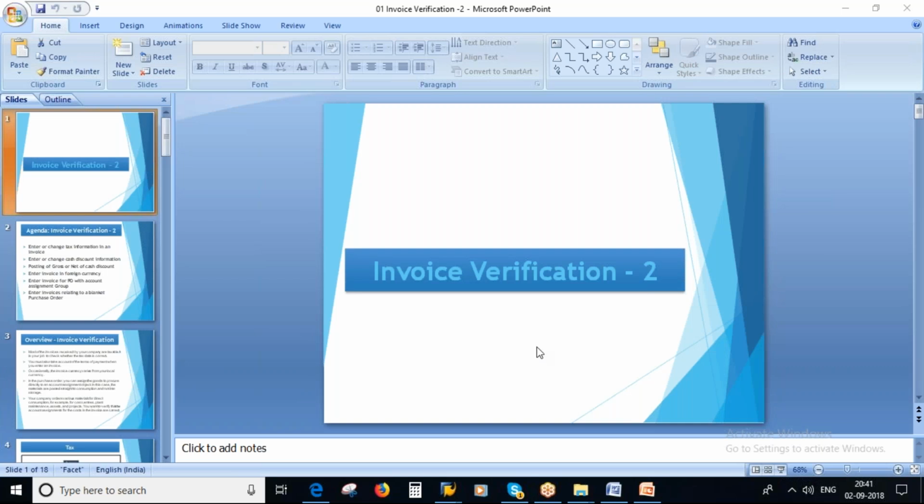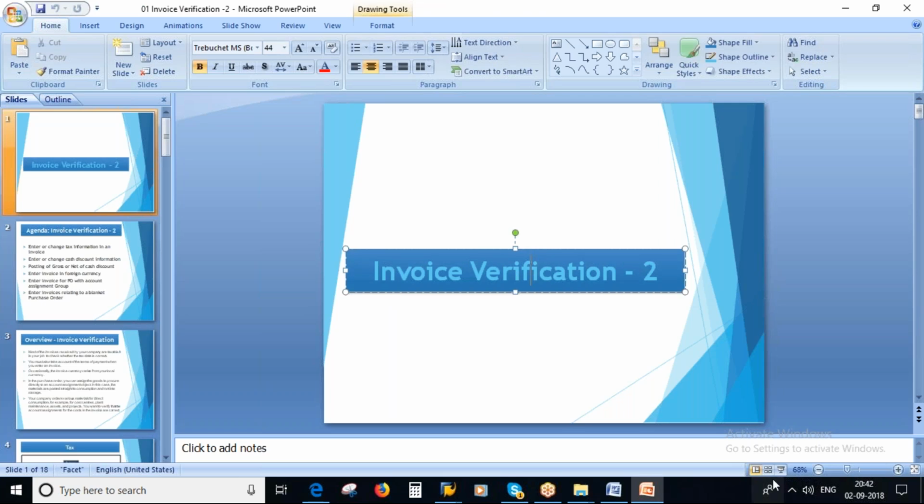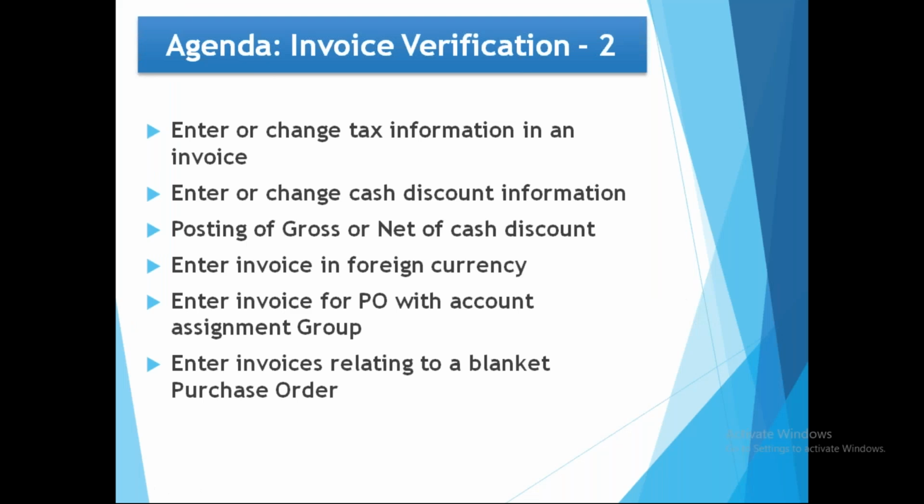Okay, so we'll be starting our next topic, invoice verification part 2. In invoice verification part 2, the topics that we are going to cover are: enter or change tax information in an invoice, enter or change cash discount information, posting of gross or net of cash discount, enter invoice in foreign currency, enter invoice for PO with account assignment group, and entering invoices relating to a blanket purchase order. So these are the topics we'll be covering in invoice verification part 2.